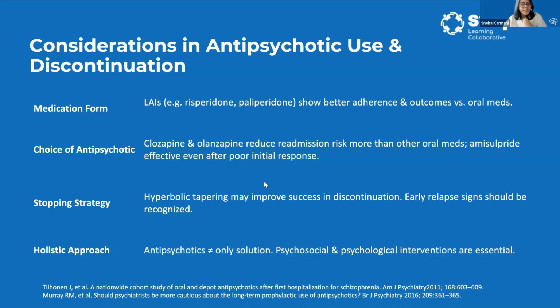Then stopping strategy, as I discussed, it has to be a hyperbolic tapering regimen. We're going to talk about it a little bit. Early relapse signs should be recognized by patients or their caregivers or their providers. And it's important to have a holistic approach. Antipsychotics are not the only solution, although they are a very important part of the treatment. We have to consider psychosocial interventions and psychological interventions.